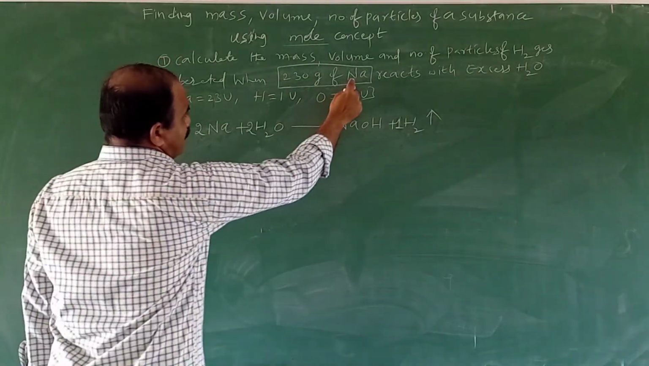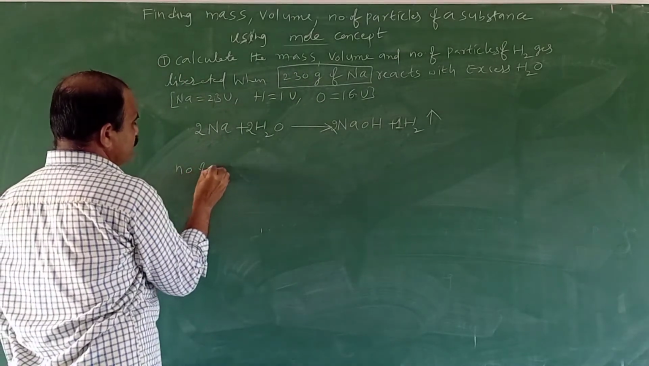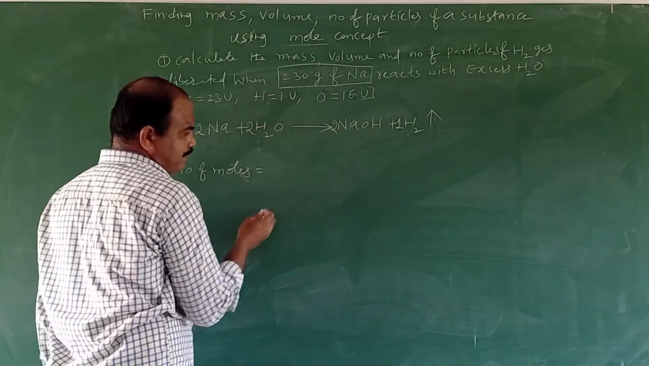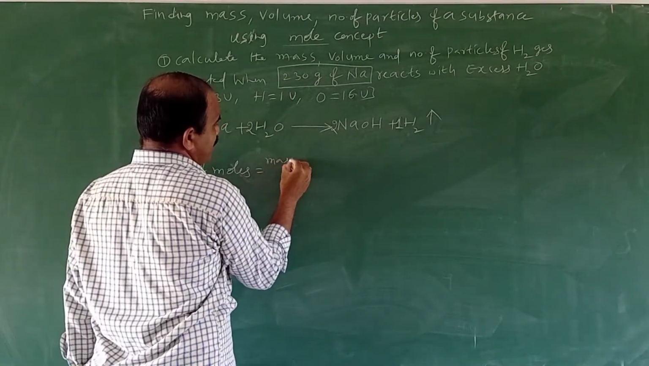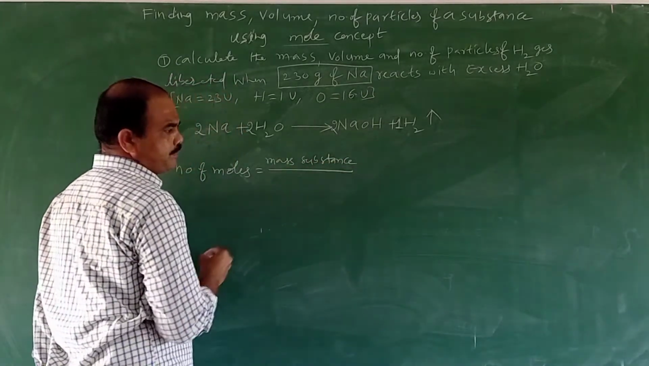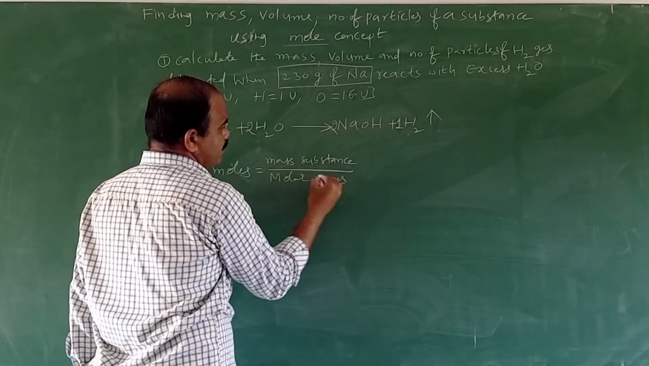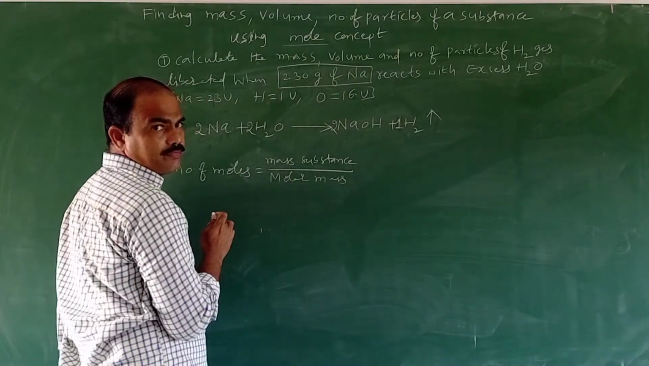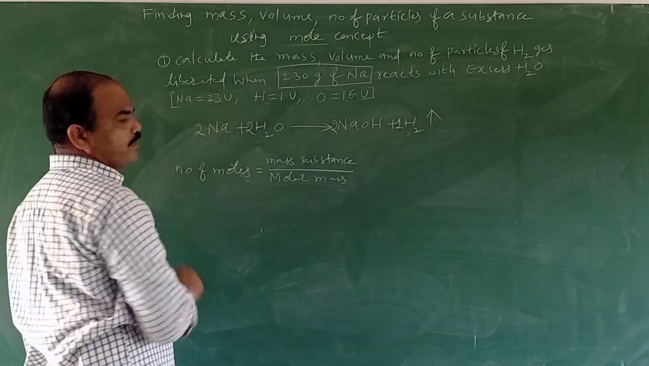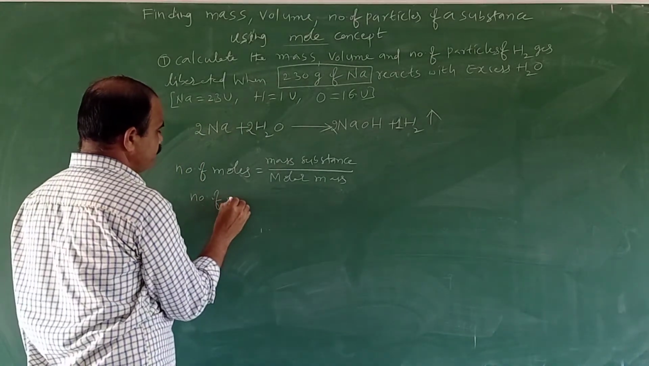So what is the mass of the sodium? Given 230. So that's why number of moles. What is the formula of the number of moles if you know the mass? That is nothing but mass of the substance by molar mass of the substance. Which substance is given? Sodium. So what is the sodium molar mass? The sodium molar mass is already given. That is nothing but 23 units.